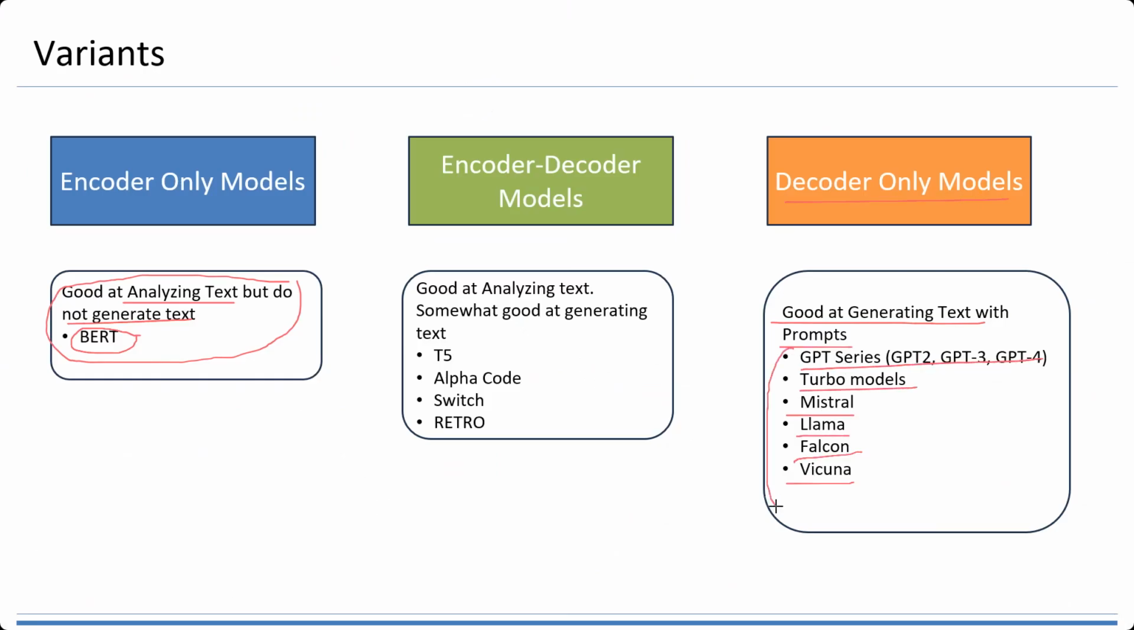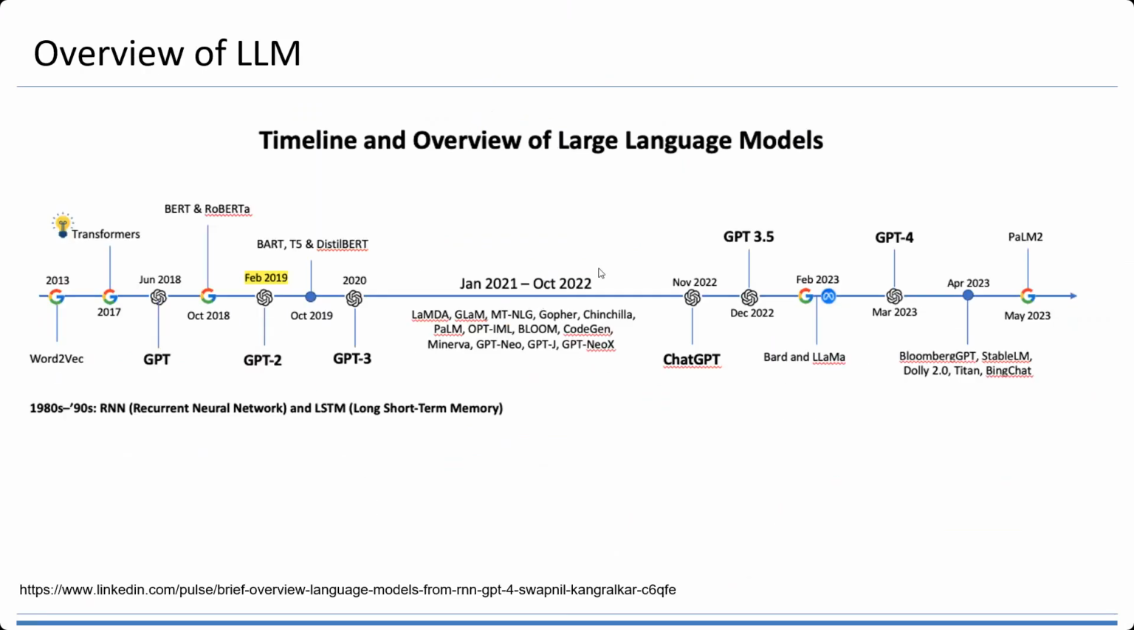So now people try to develop more models. But what about the models in between? If they use encoder and decoder, it is good at analyzing text, and somewhat good at generating text. So it is not the best at either. You can use T5, AlphaCode, Switch, RETRO, and so on for these encoder decoder models. So this is the development.